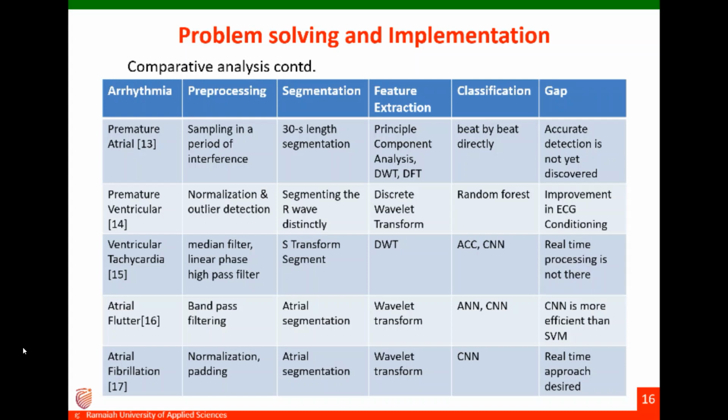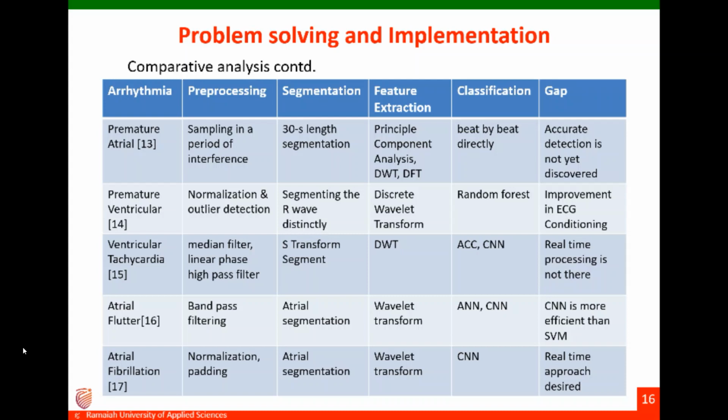Moving to the next part, that is premature ventricular. Most of the time pre-processing technique used for this is normalization, and segmentation is the R-wave segmentation, and the feature extraction is done with the DWT, that is discrete wavelet transform. The classification technique mostly used for it is random forest. So ECG conditioning is not better here, but there are still researches going on for the better conditioning of ECG.